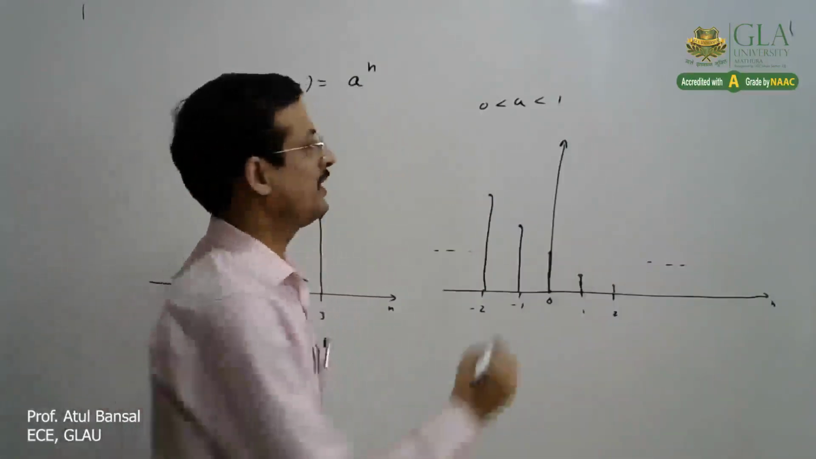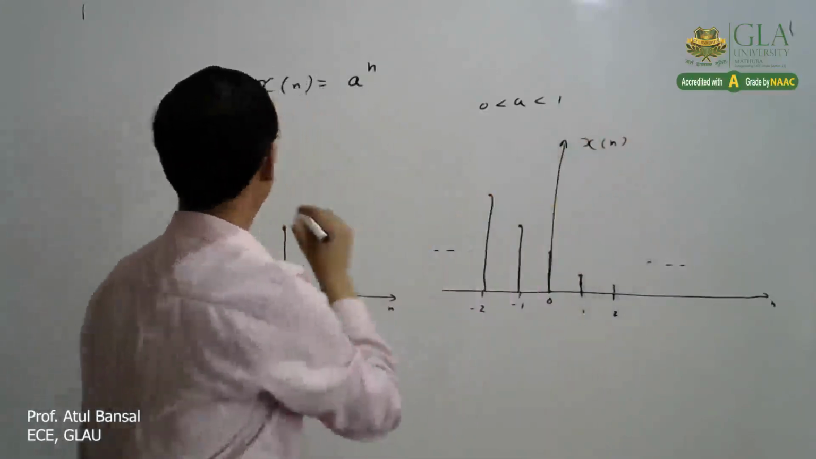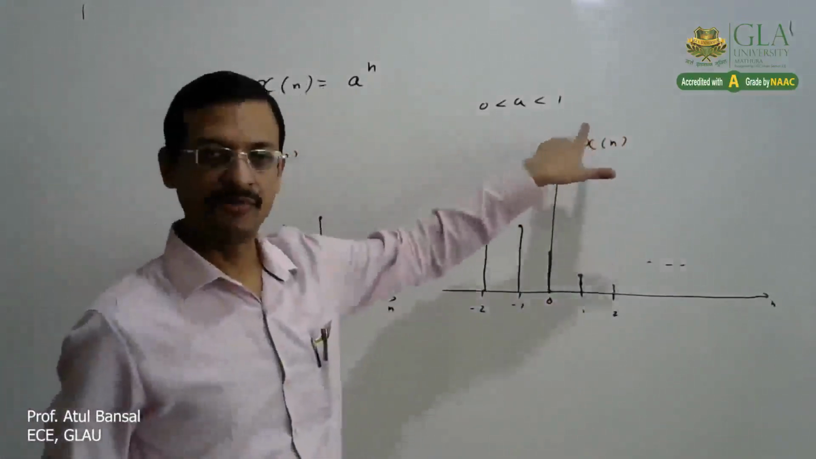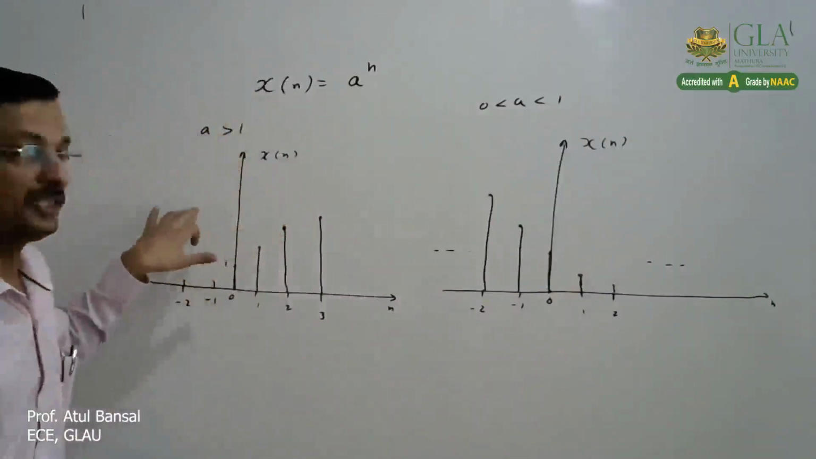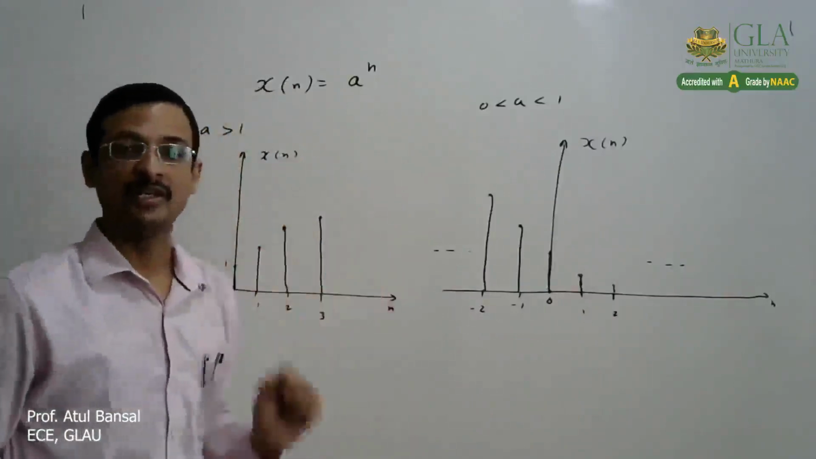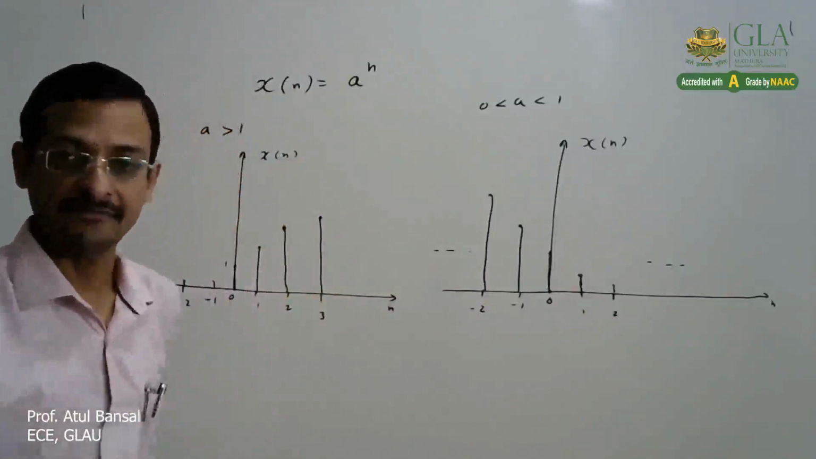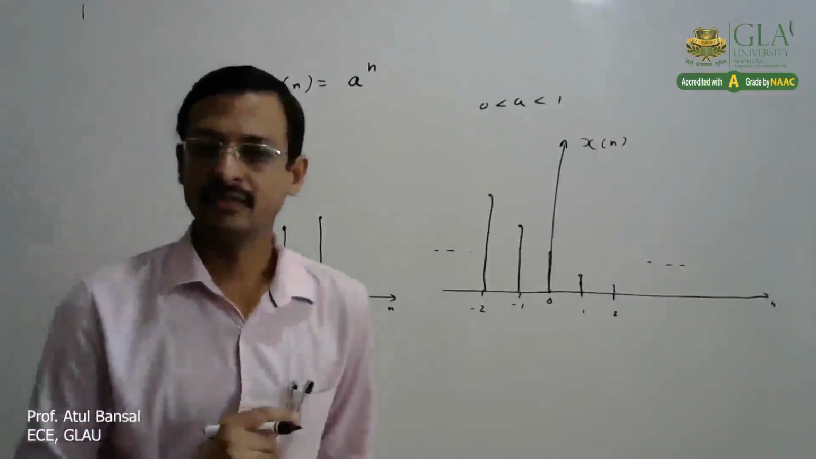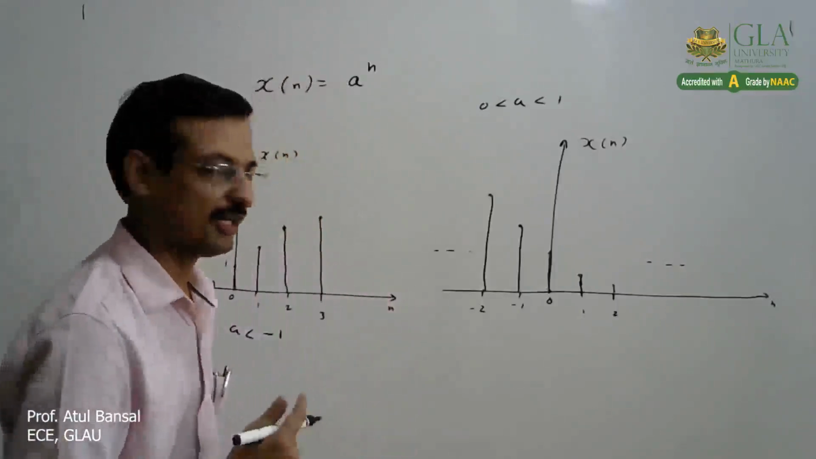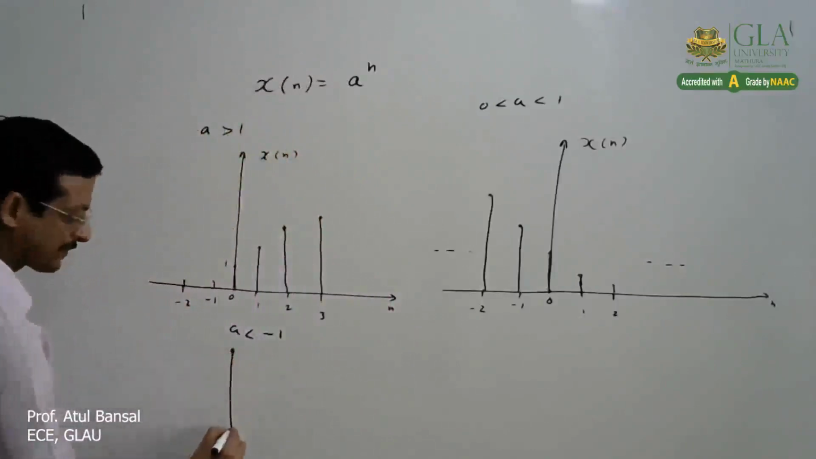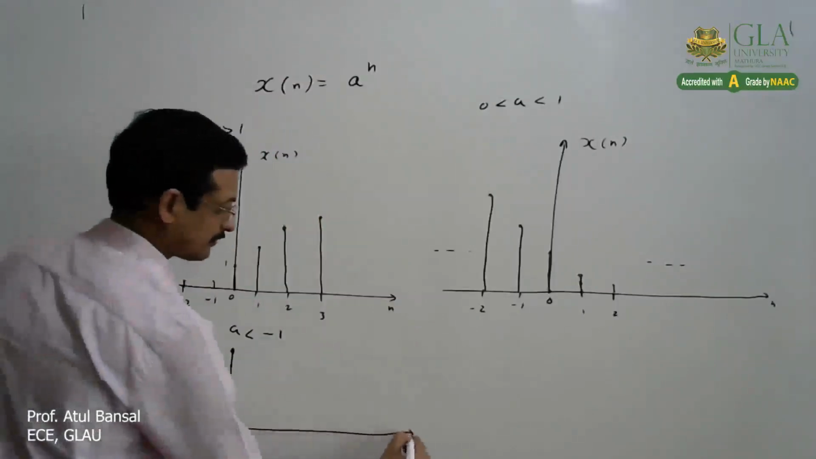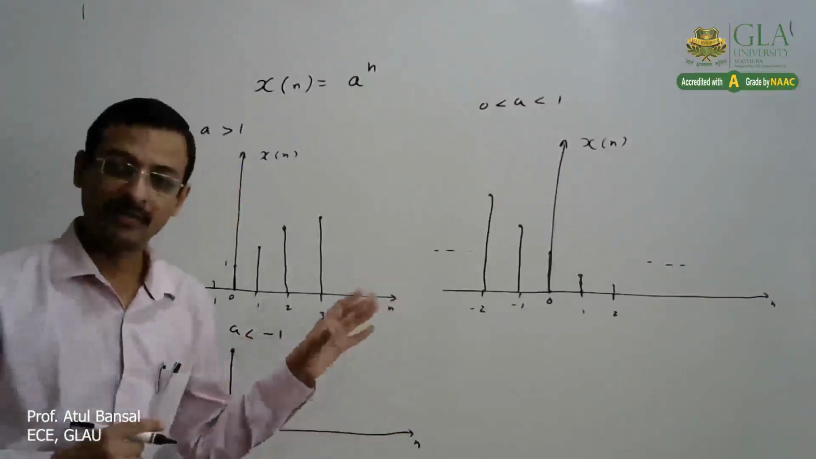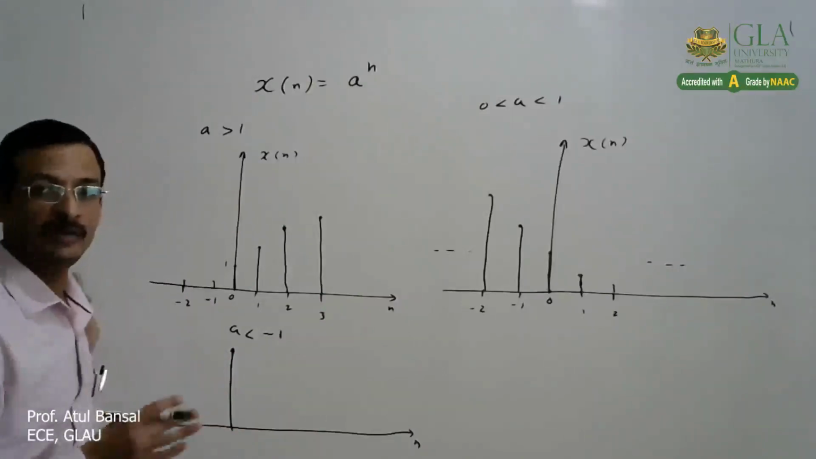So like this, it will be an exponentially decaying signal. When a is positive and less than 1, it is exponentially decaying, and when a is positive and greater than 1, it is exponentially growing. But if a is negative and less than -1, like -2, -3, -4, it will again be exponentially growing, but the only thing is the magnitude will be alternately positive and negative.